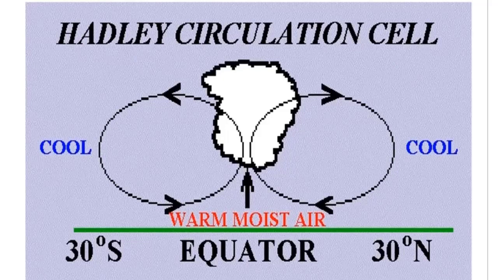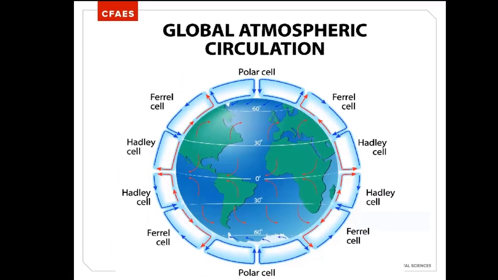And it sinks at about 30 degrees north, 30 degrees south. Then when it plunges and hits planet Earth, some of it goes back toward the equator and completes the Hadley cell. Others go the other way. And here's a diagram of that.